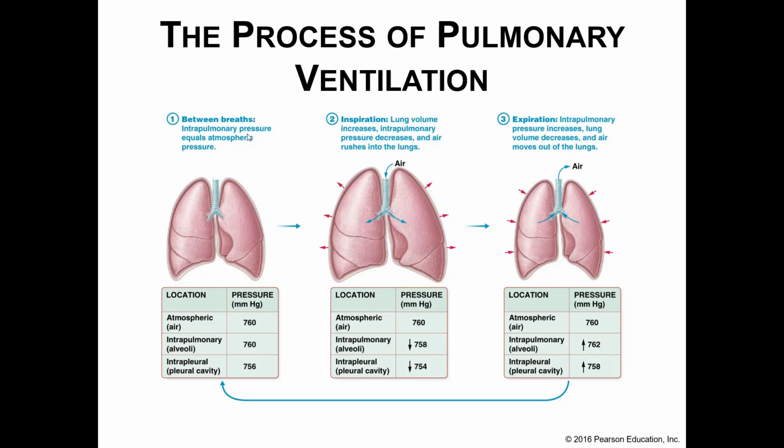So between breaths, your intrapulmonary pressure equals your atmospheric pressure. Atmospheric, intrapulmonary, both at 760. Remember, intrapleural should always be negative to intrapulmonary, or less than. Again, notice this is not a negative number, but it is less than intrapulmonary, and not even a whole lot less. Look, 760, 756. So we're not talking about huge differences here.